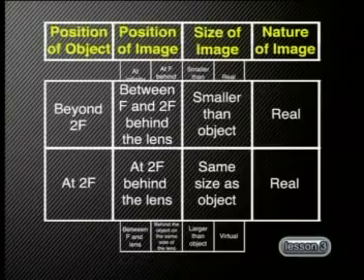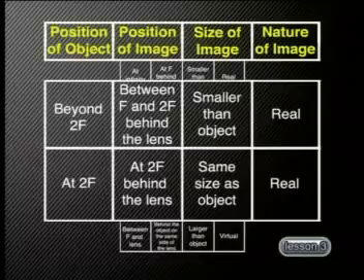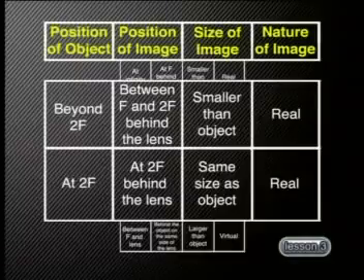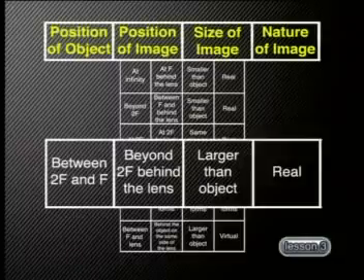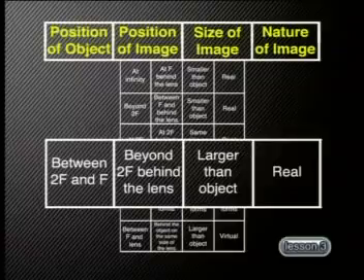When an object is placed beyond 2f, the image forms between f and 2f behind the lens and is smaller than the object. When the object is placed at 2f, the image forms at 2f behind the lens and is the same size as the object. When the object is placed between 2f and f, the image forms beyond 2f on the other side of the lens and is enlarged.